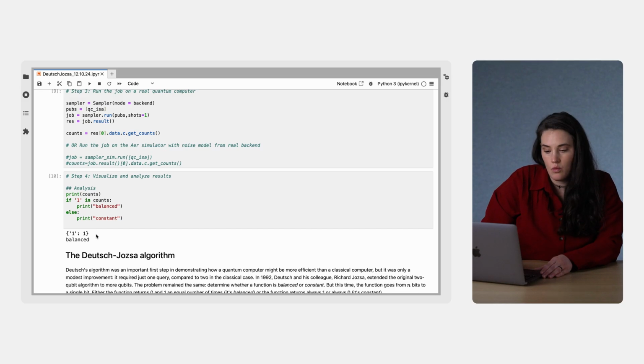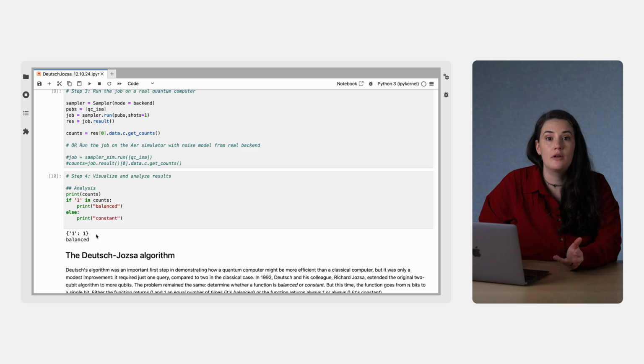In this case, we measured 1, so we know that the function was balanced, which is indeed what we expected since the black box contained the function F3. So, with just a single query, we were able to differentiate between these two classes of functions. This would have taken a classical algorithm 2 queries to determine.